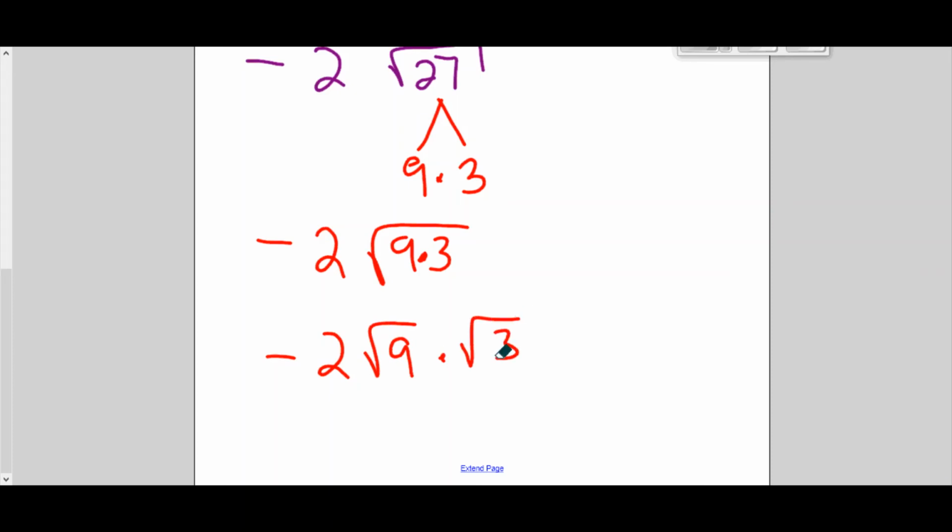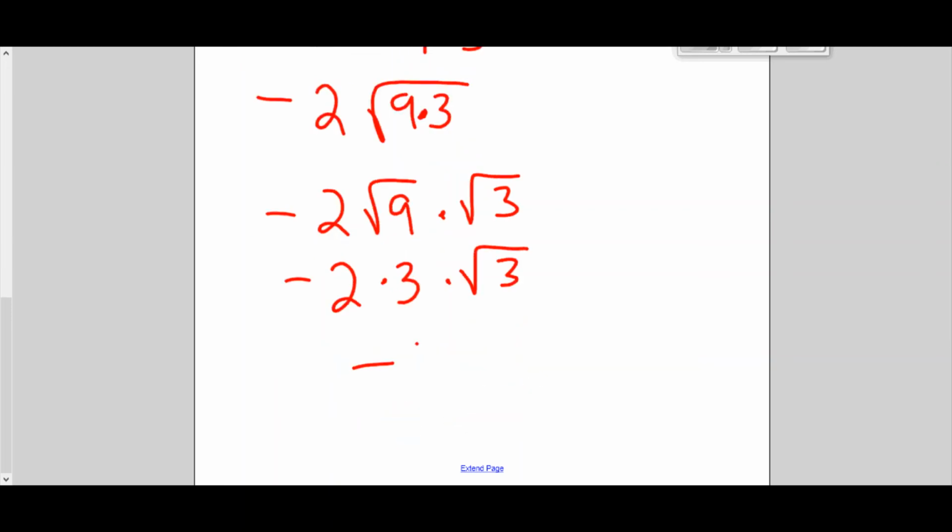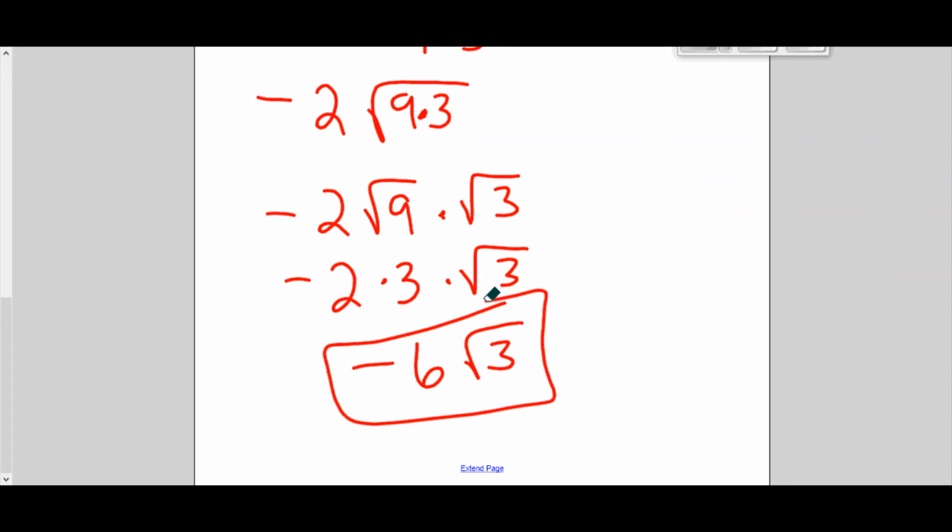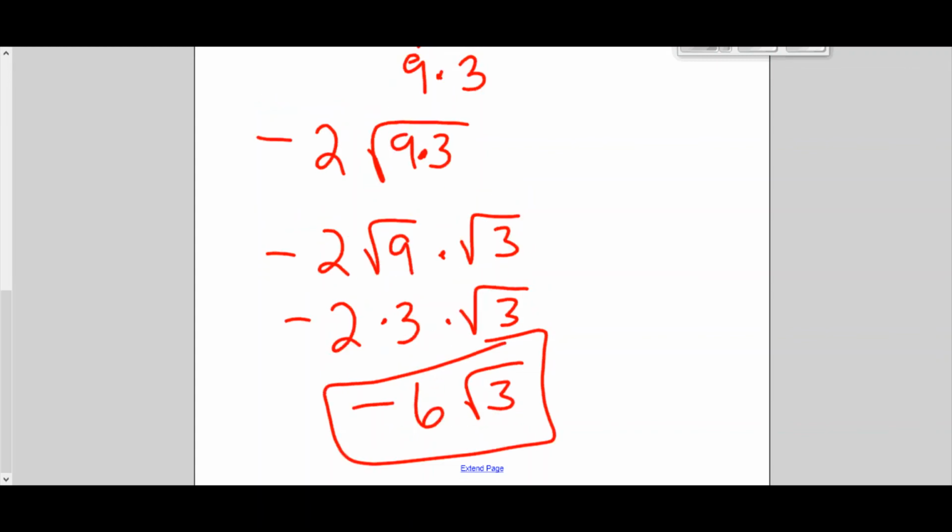Well, we know the square root of 9 is 3. So negative 2 times 3 times the square root of 3, and this would be negative 6 square root of 3. Now, when you check your radical, notice I can't reduce the square root of 3 any further. So then I know I'm done. So just make sure you're on the lookout. Just make sure that what's underneath your radical is fully simplified.